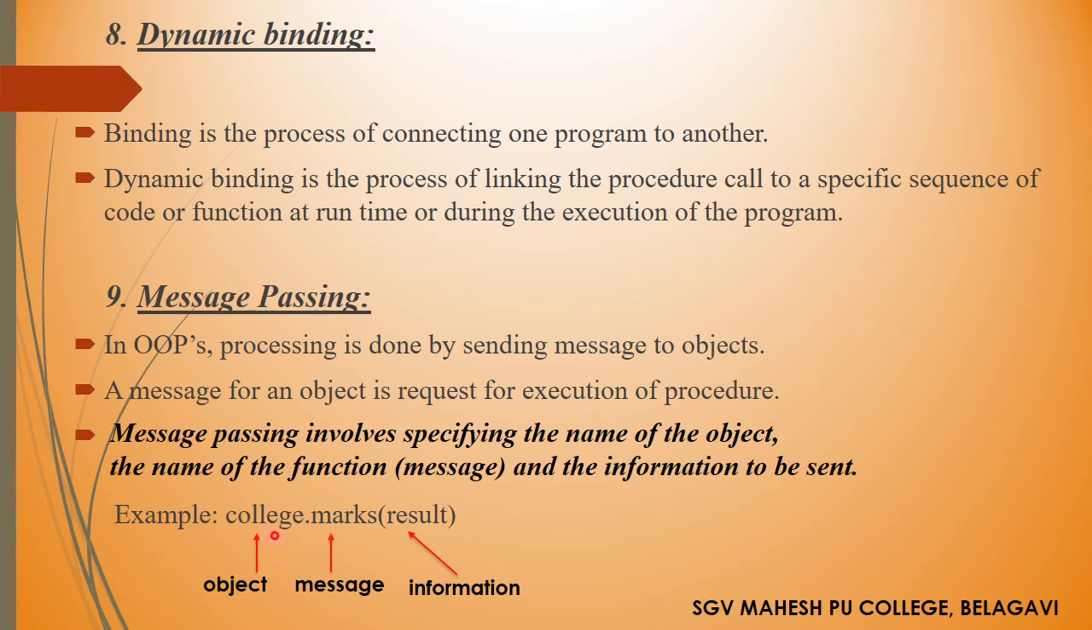For example, I have a college which is an object, and the message which I want to pass is marks, and the information which I want to pass is a result. So altogether this is message passing.